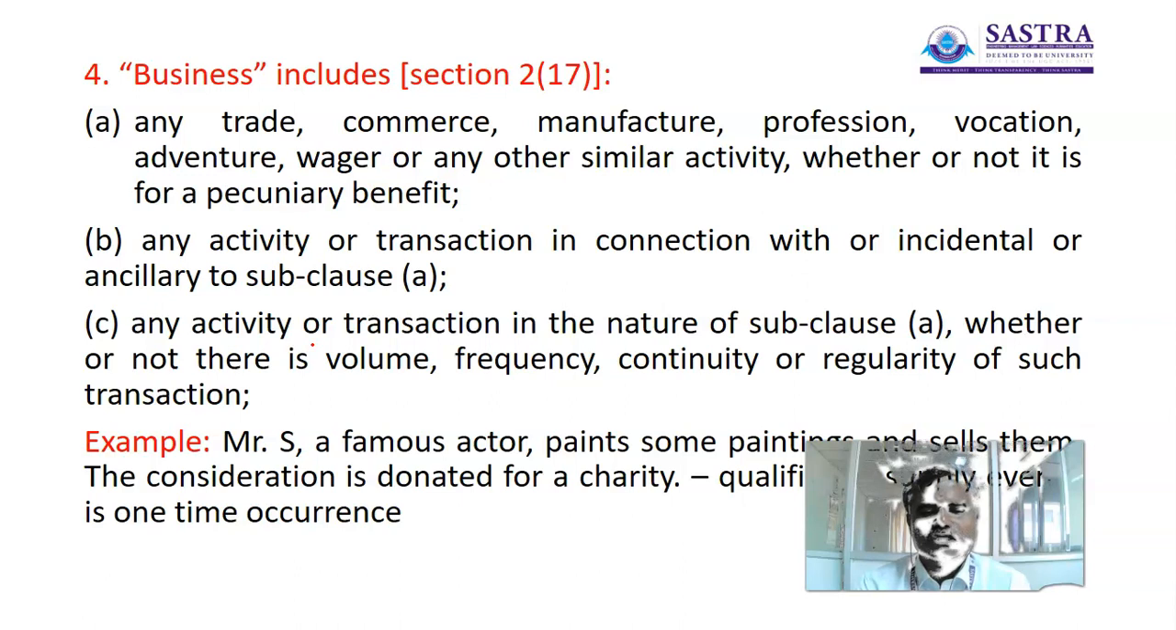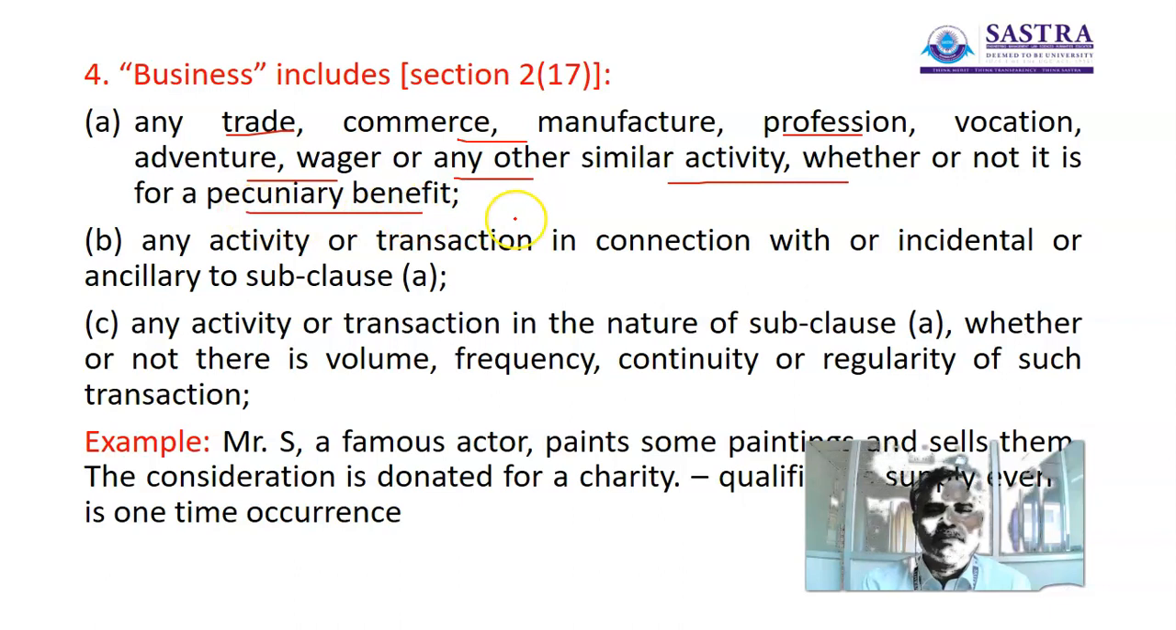But it should be what? Consideration. Consideration is very, very important. Here you see one example. First, any trade, commerce, manufacture, profession, vocation, adventure, wager or any other similar activity, whether or not it is for a pecuniary benefit. Even if it is not for a pecuniary benefit, but you are supplying goods for a normal profit, no problem at all.